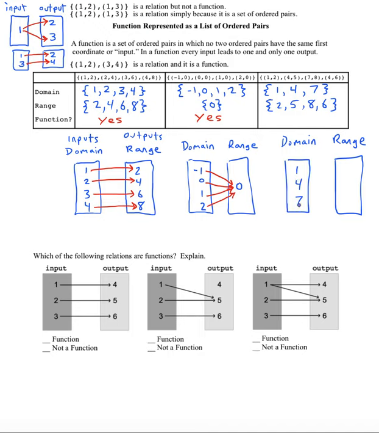Now, we don't want to repeat the 4s here because that wouldn't reveal to us if an input value was pointed to more than one output. We want to be able to see that. And okay, 1 points to 2 according to this pair. 4 will point to 5. 7 points to 8. And 4 points to 6.